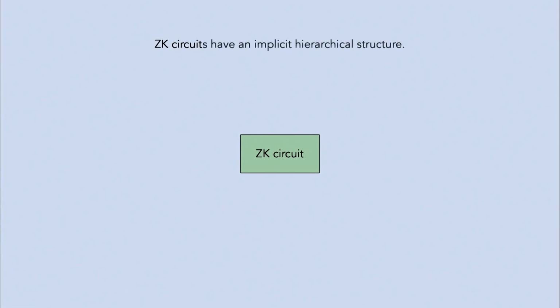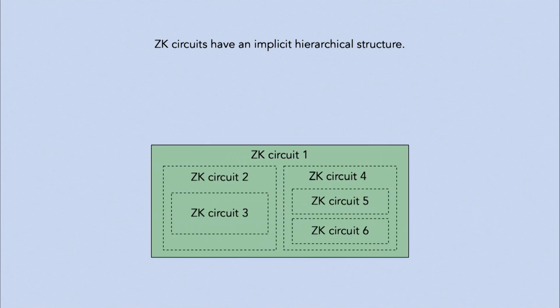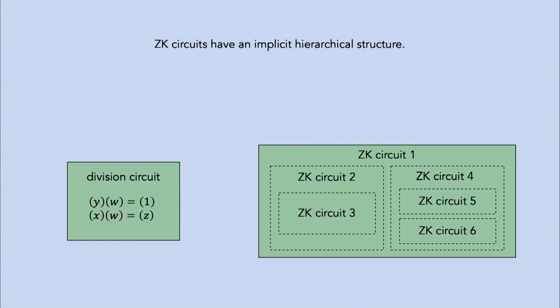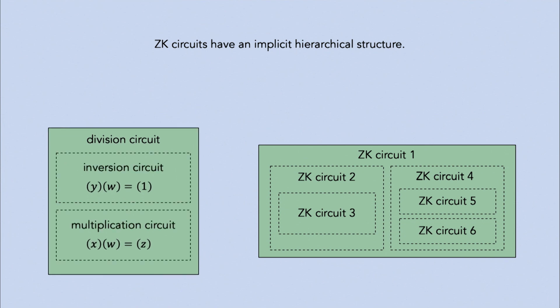Another important notion that concerns circuits is that they have an implicit hierarchical structure. So that means that there's circuits, sub-circuits, sub-sub-circuits, and so on. But it's implicit, that's why I'm using dashed lines. It's not really there. I'll explain more shortly, but for now, assume the dashed lines are real. Here's an example. Our division circuit from before, we can view it as consisting of two sub-circuits, one that inverts y into w and one that multiplies x and w into z. It's a very simple example, but it applies to more complex examples, as you can imagine.